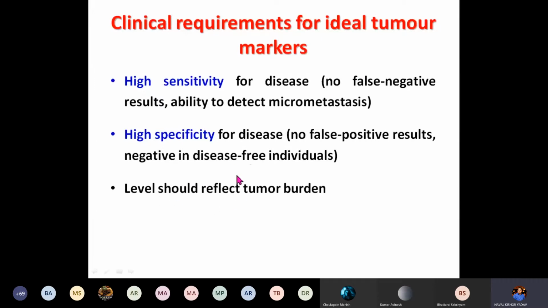And a tumor marker should reflect the tumor burden. The level of that marker should reflect the tumor burden, the mass present in the cancer patient. If it is a very small growth, the level should be a little bit raised. If there is too much growth inside the body, the amount should be that much higher. So that will fulfill the criteria for tumor markers: highly specific, sensitive, and able to detect the tumor burden.